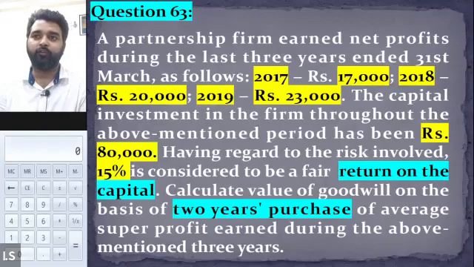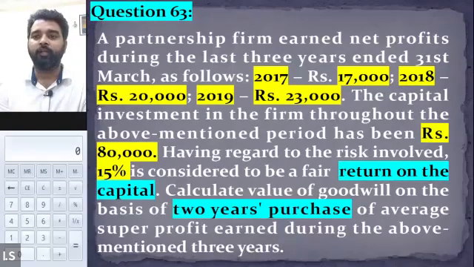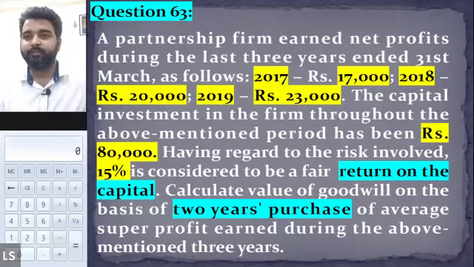Total profit of the last 3 years are given. So in order to find out the average profit of the firm, all we need to do is just add all the profit of the different years and then divide it by 3, so that you will get the average profit of the firm. And once you get the average profit, you will be able to find out the super profit as well. And as soon as you get the value of the super profit, you can simply find out the value of the goodwill of the business.